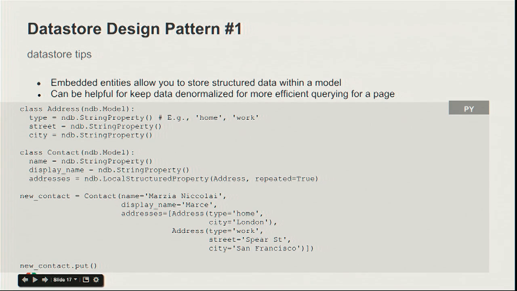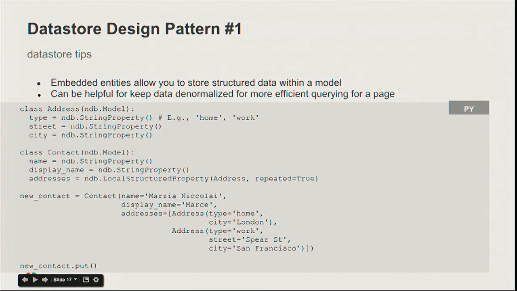So now we're going to get into some things that you can really do that will help improve the efficiency. You remember one thing that I talked about was minimizing the amount of work you're doing when serving a page. So we've recently introduced something called embedded entities. It's a way to store structured data within a model. And what this really can help you do is denormalize your data in a sensible way. So in this case, what you see is a contact where I want to store addresses within a contact.